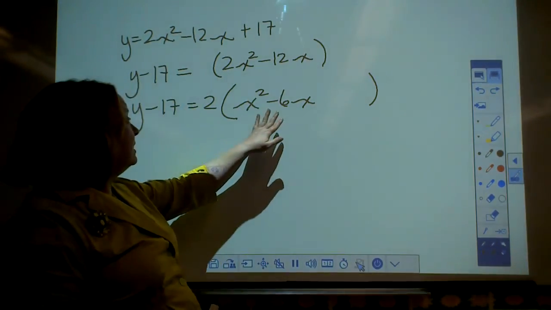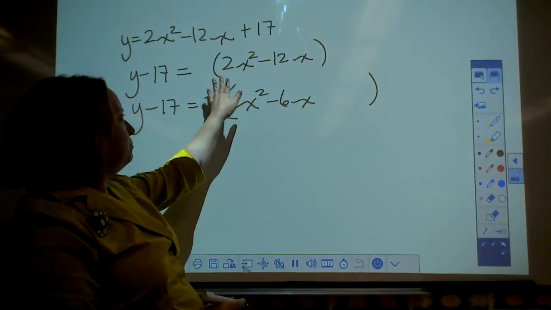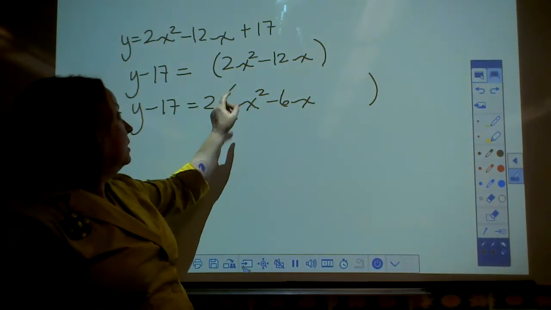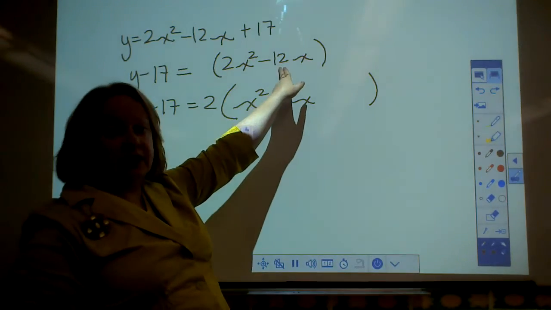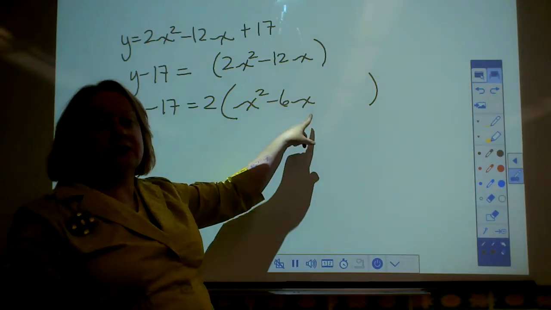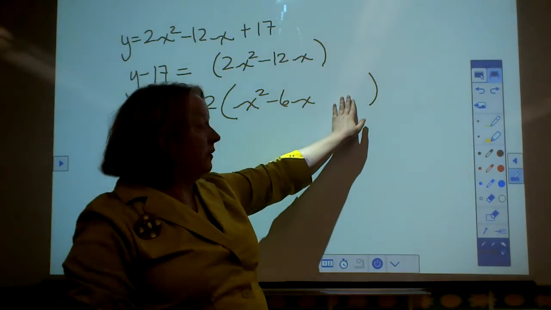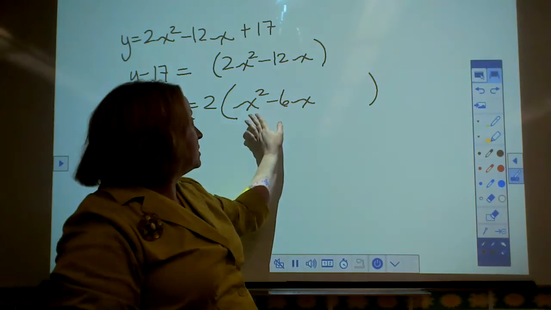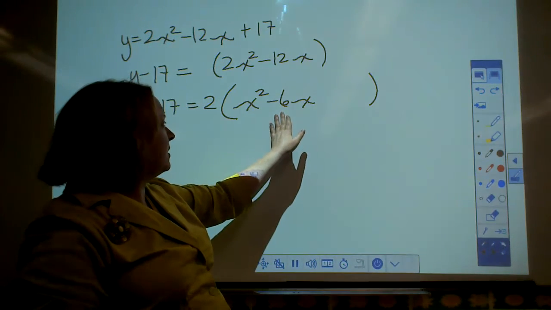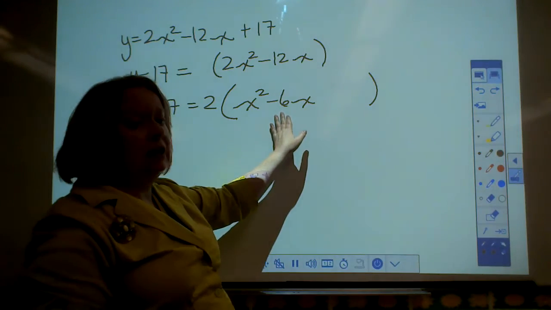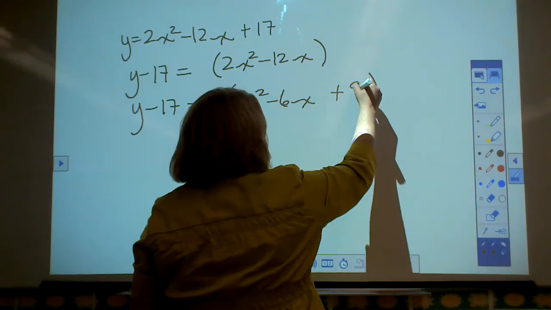So all I did was divide both of these terms by 2. So when I divide 2x squared by 2, I get x squared, and then I divided the 12 by 2, and I got that negative 6. So now I'm going to complete the square on what's in parentheses here. So I'm going to divide by 2. Negative 6 divided by 2 is a negative 3. Negative 3 squared is 9. So I'm going to add 9 here.